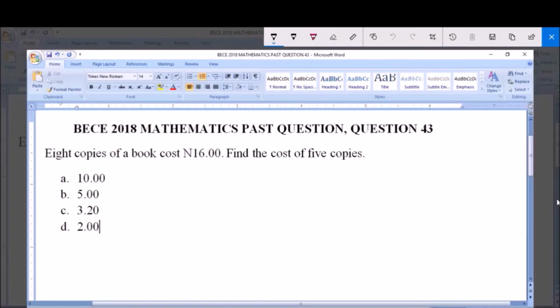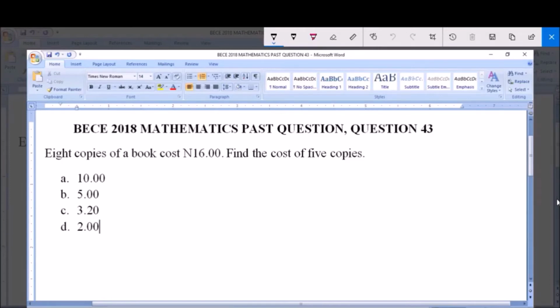Today we're going to be dealing with BECE 2018 Mathematics Past Question, question 43. 8 copies of a book cost 16 naira. Find the cost of 5 copies. A 10 naira, B 5 naira, C 3.2 naira, and D 2 naira.